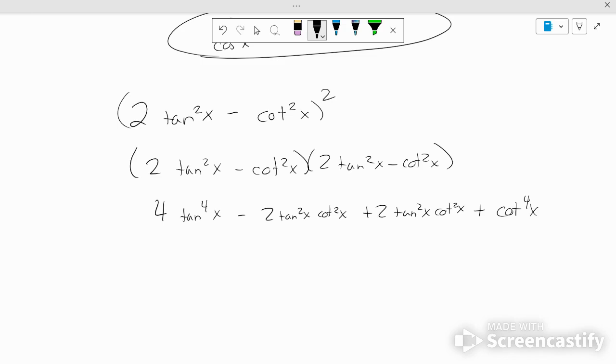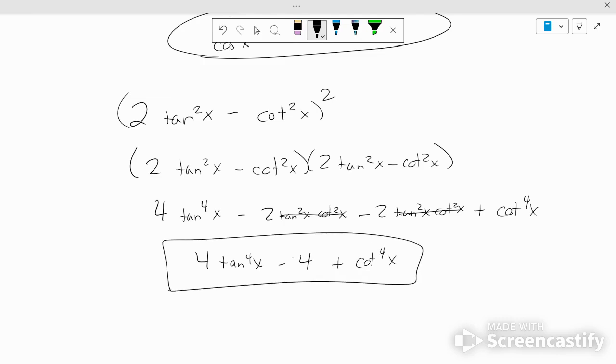Now, what do we know about tangent squared and cotangent squared? They're reciprocals, so they cancel each other. So this one ends up to be 4 tangent to the fourth x minus, this should be a minus sign here, minus 4 plus cotangent to the fourth of x. Okay? All done? We can be all done.